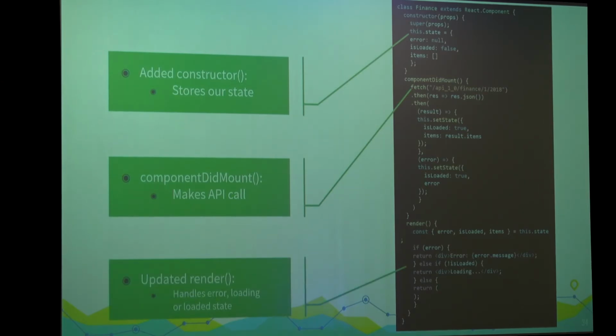And then we've updated the render slightly. So we've added some error handling there, and we've added a checker to see if the page is loaded or not. So you can see from the component did mount, we set error if the response of the fetch has an error state. So if there was a 404, we'd send an error, and we wouldn't render anything. We'd just render our error message down at the bottom.